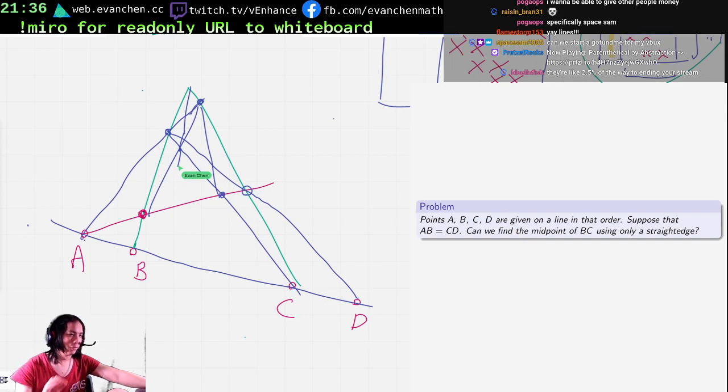Anyone want to try using GeoGebra? I feel like this is a case where I don't know what's going on, and I'd like to draw the quote-unquote correct point.